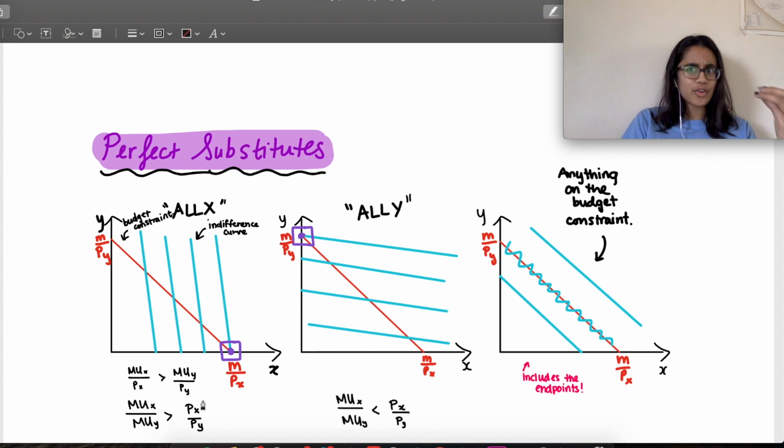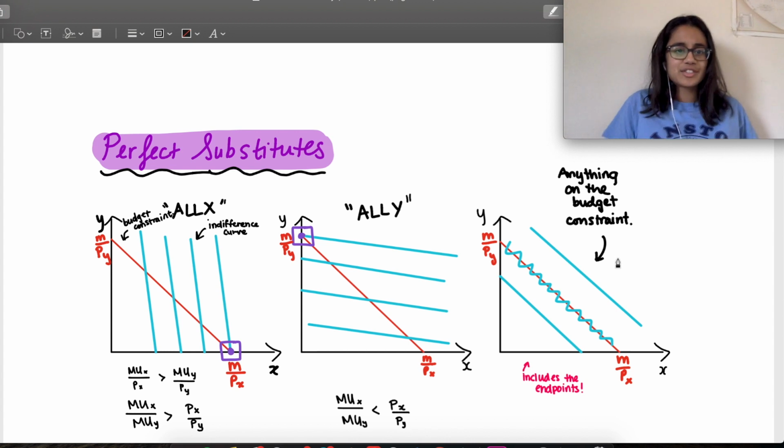If you're getting more benefit from good X than good Y, then obviously Bob would want to buy more good X. So he keeps buying more good X until he stops where his income stops, because you can't buy more than the income you have in your pocket. That is why we have the all X solution, which in class we like to call the corner solution. You just have to know that. That's the intuition behind all X.